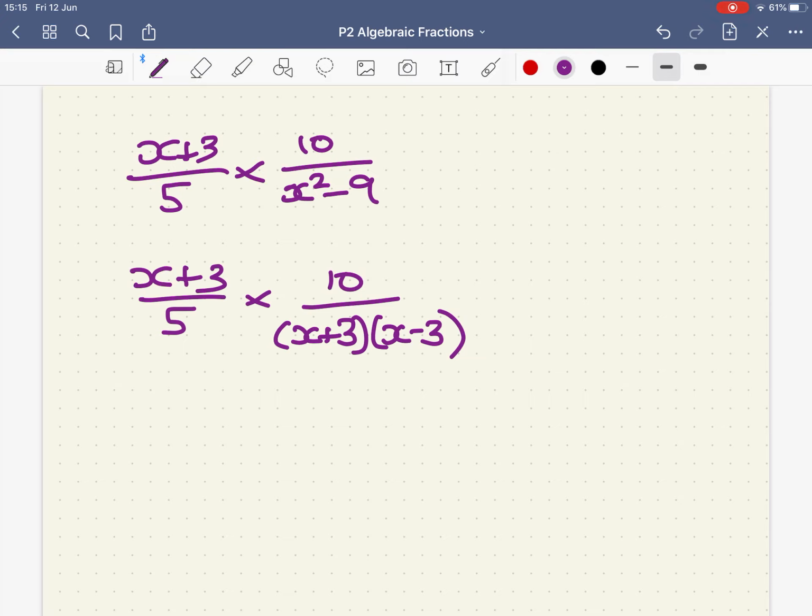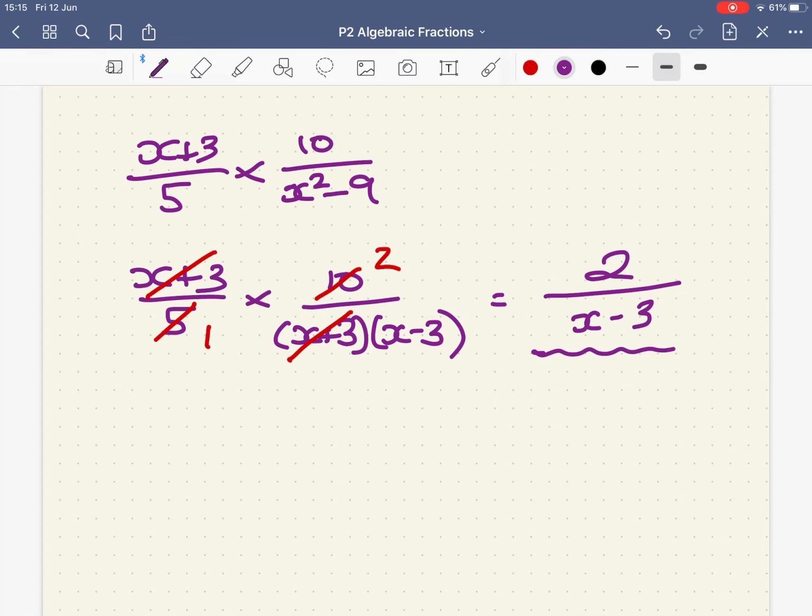Okay, so what we can do now is we're looking for something that's multiplying the whole of the top and the whole of the bottom. Well, that's x plus 3. It's also 5. 5 goes into this once and it goes into this twice. So therefore we get on the top a 2 and on the bottom an x minus 3.